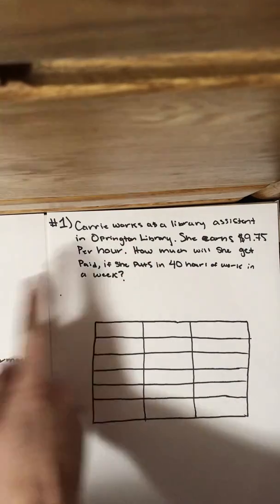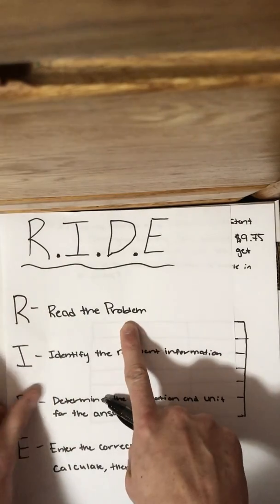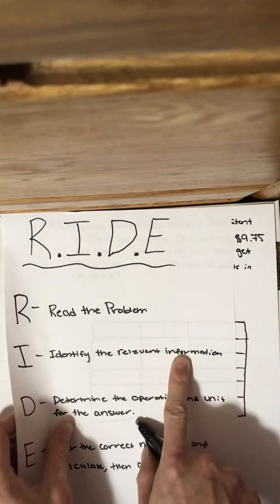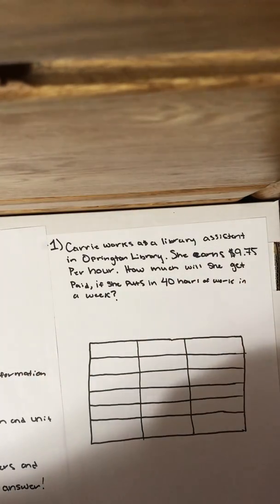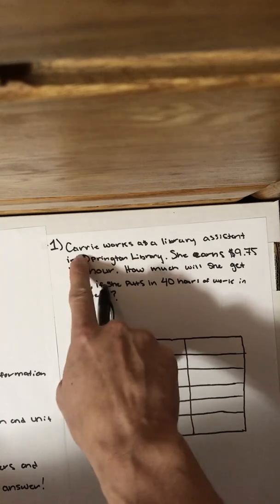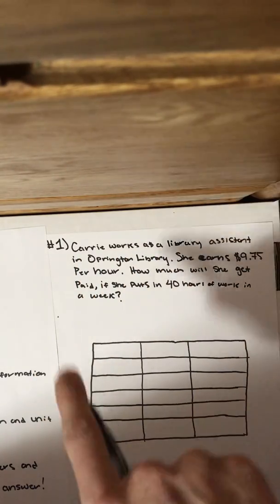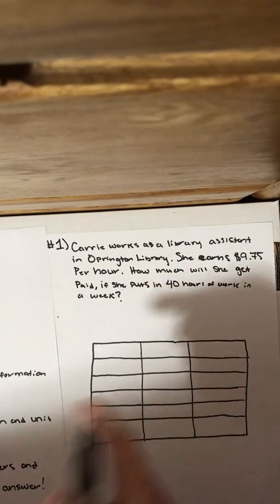So first we read the prompt, which is R in our RIDE. So next, what do we need to do, which is the I? Identify the relevant information. To do that, I'll just take my pen and I'll circle some of the relevant information that we need to know. In the first sentence here, we see that Carrie works as a library assistant in Operington Library. None of that's really relevant, so we know she's working. That's all we really need to know.